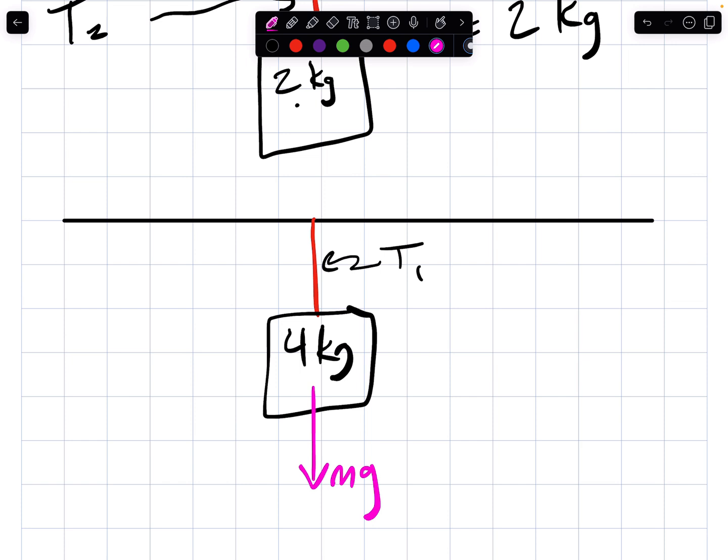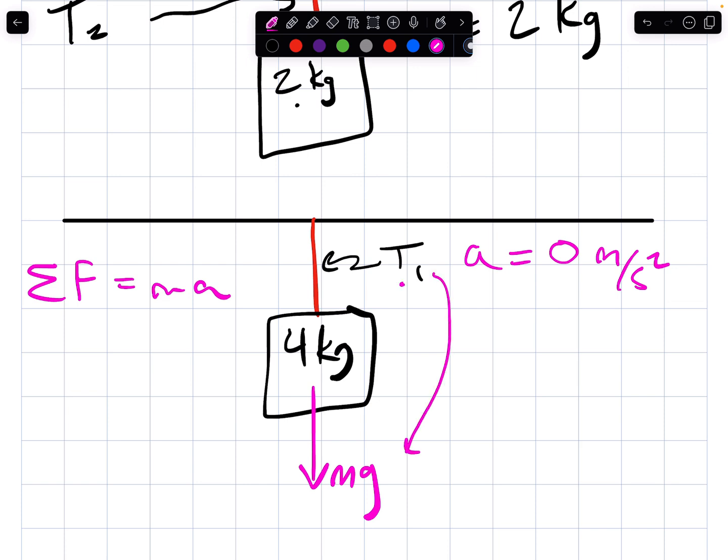And so to find this tension, we're going to write down, you're not going to believe this, Newton's second law. So net force is equal to ma. In this case, because nothing is moving, nothing is accelerating, that makes the acceleration equal to 0 meters per second squared. So if the net force is 0, then how does T1 have to compare to the weight of this thing? Well, they've got to be the same.